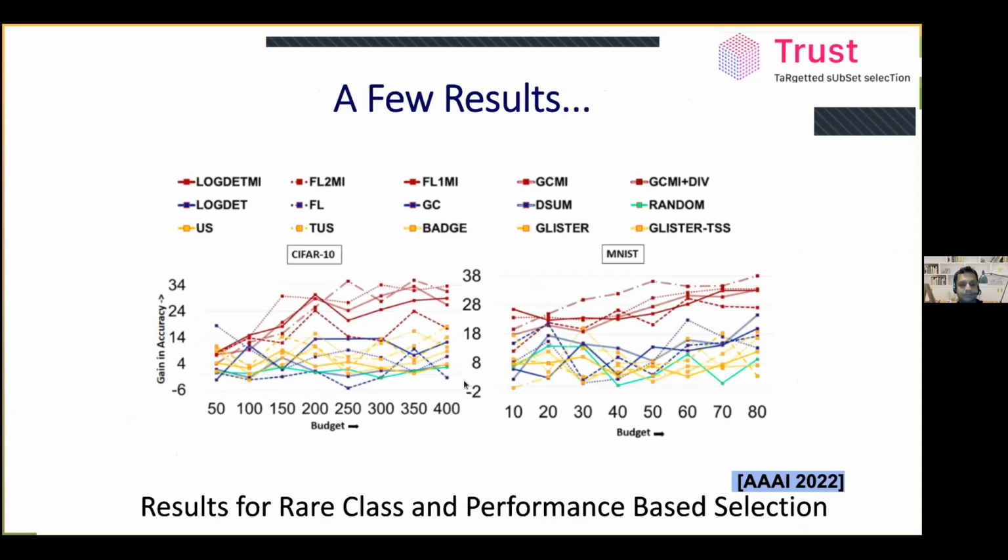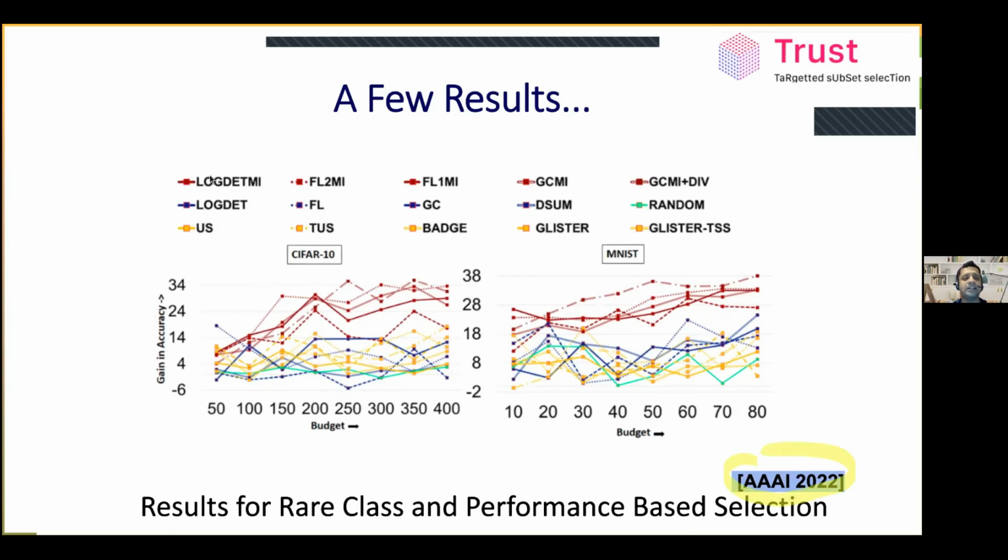And yes, there are some representative results on how Trust helps improve performance on rare class and performance based selection. In the interest of time, I think we're already running very late. So I'll refer you to our paper where we have more detailed experiments and a couple of follow-up works, which are also on arXiv, where we talk about the use of such a setting in semi-supervised settings for medical data sets as well, where the problem is really of finding a needle in a haystack.